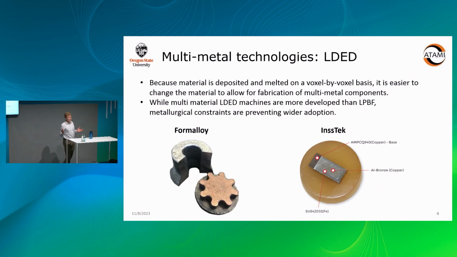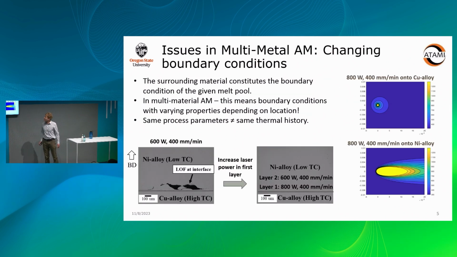But what's really stopping this from industry acceptance, what's really stopping this from being used, are the metallurgical constraints. And that's what I'm going to discuss in the next few slides. So what happens? How do we have to shift our mindset when we talk about multi-material? First thing I want to introduce to the audience is the fact that we're going to have shifting boundary conditions when we use multi-material additive manufacturing.